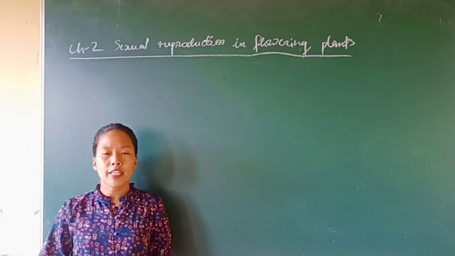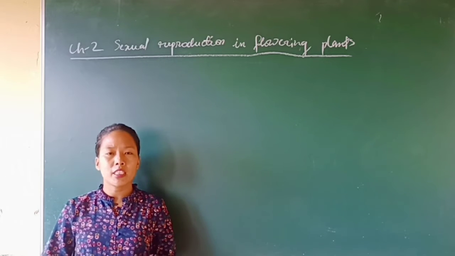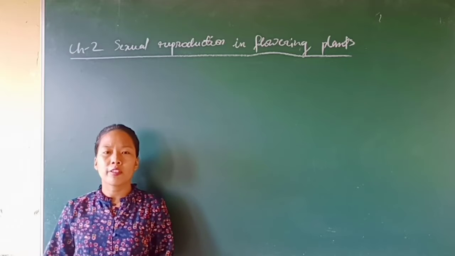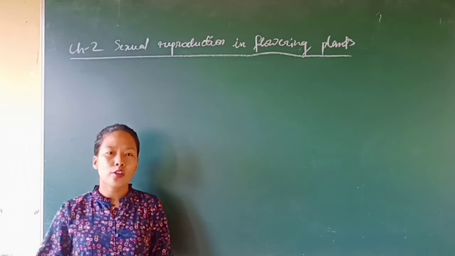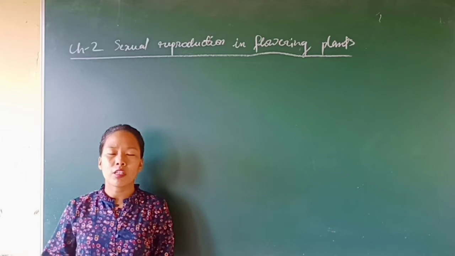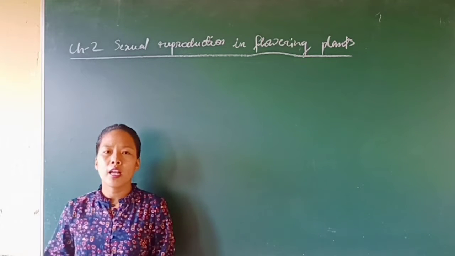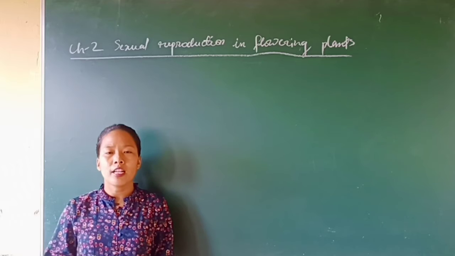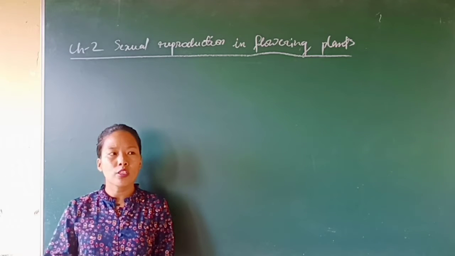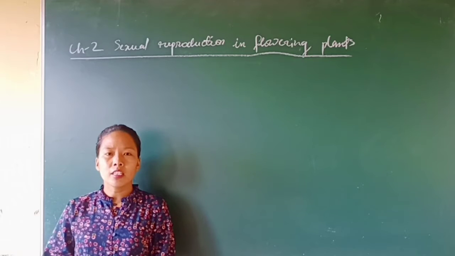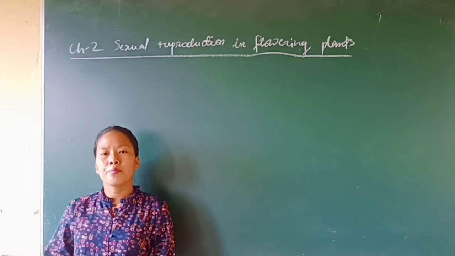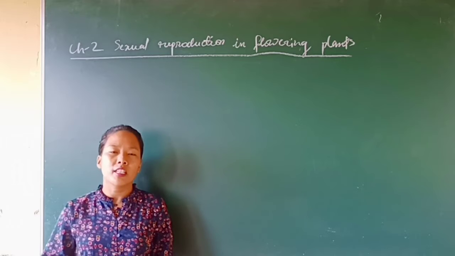Hello students, today we will start lesson number 2, that is sexual reproduction in flowering plants. In this chapter we will study the structure of the reproductive organ in flowering plants, that is the flower itself, and the events or development that take place before fertilization, that is pre-fertilization structure and events. After that we will study the process of pollination and fertilization.